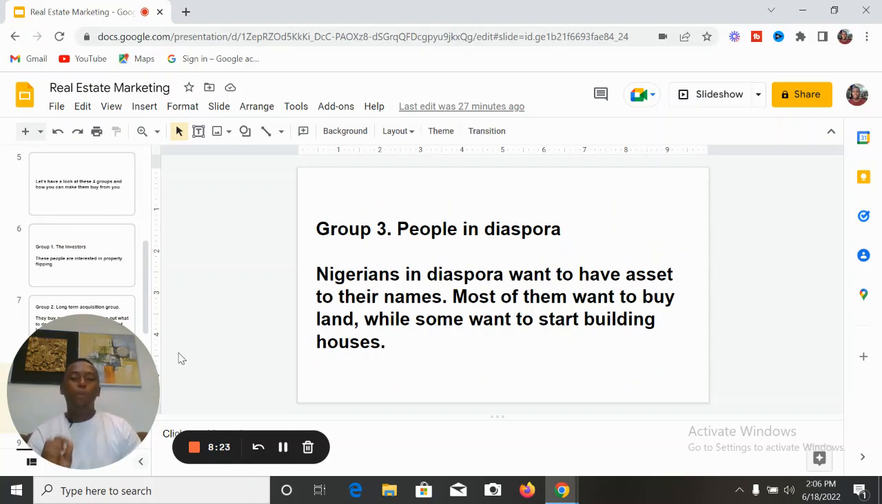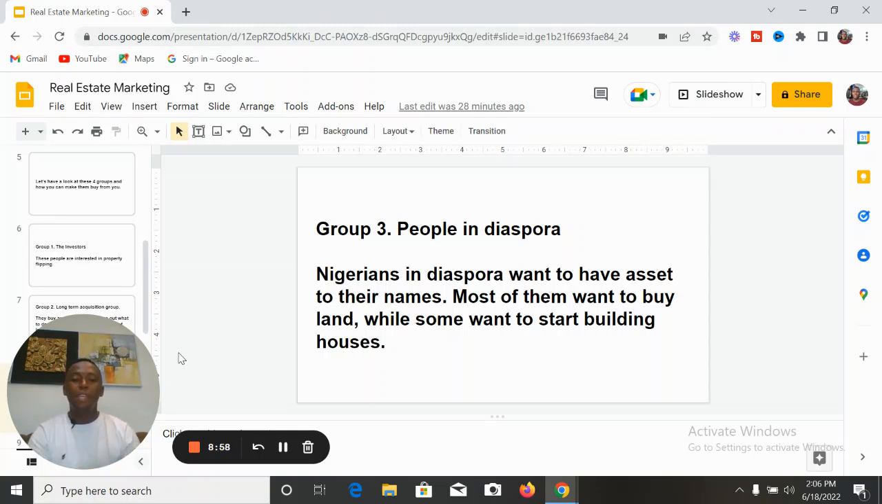The third group is people living in diaspora. These people are hot in the real estate business. They buy a lot because they've gone out of the country to work. They went there for greener pastures, and now they have some amount of money. They would like to invest this money back home. Some of them want to have land. They need assets to their name. Some want to even start building houses. Some of them even send money to their relatives to buy land and build houses for them. And in many cases, we've seen how these things turn out, that the relatives often disappoint them.